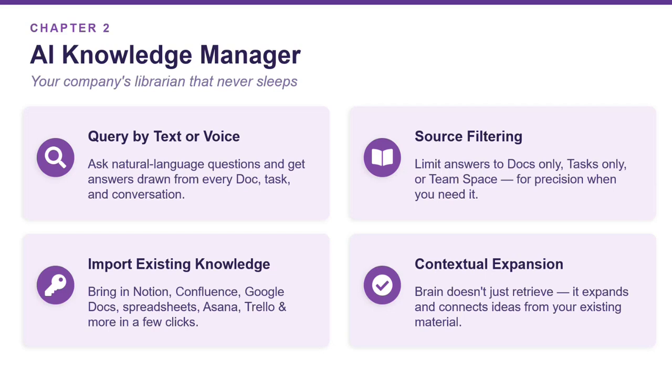You can also filter the sources so it answers only from docs. Switch the filter to only tasks. It's easy, right? That keeps the answer precise. To get the most out of it, bring your existing knowledge into ClickUp. You can import from Notion, Confluence, Google Docs, spreadsheets, Asana, Trello, and more. And Brain doesn't just copy text. It expands on what it finds and connects ideas for you. Later, we'll try a real question together.